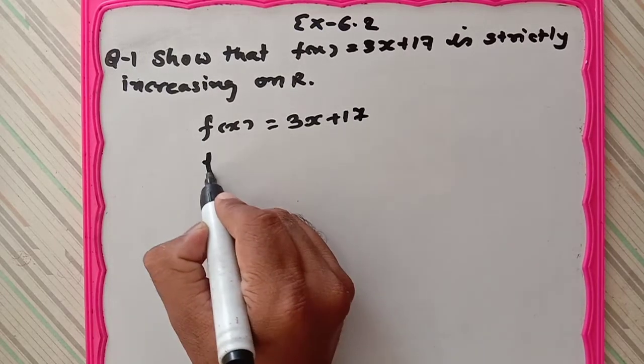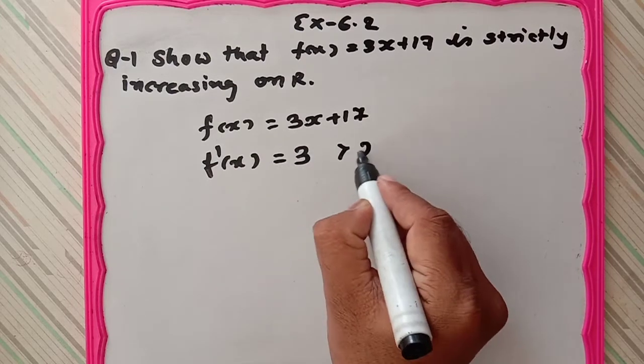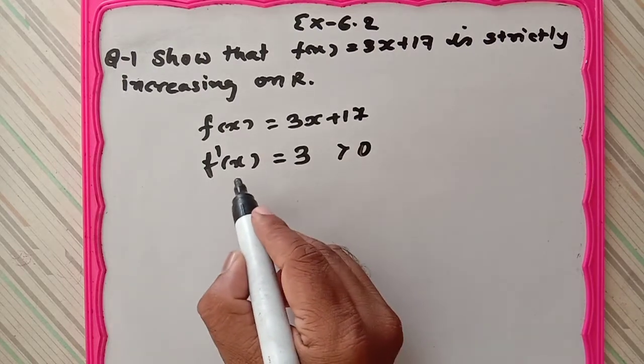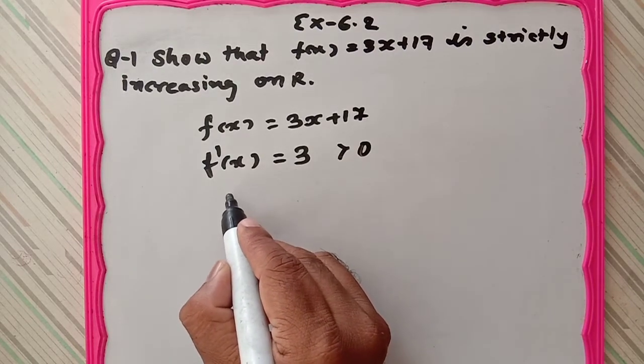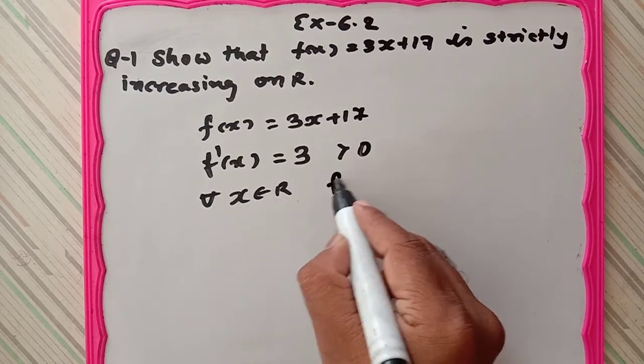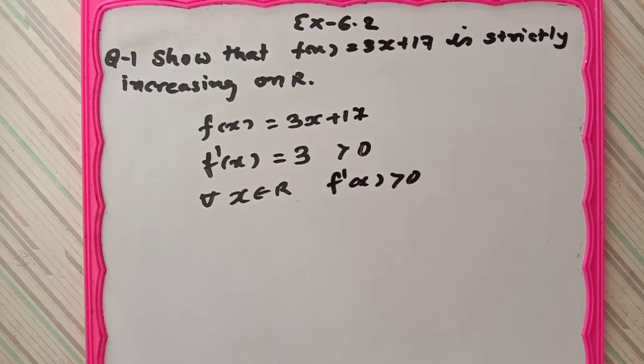So its derivative, f'(x) = 3, which is always greater than 0; 3 is a positive integer. So we can say that for the given function f(x) = 3x + 17, for any x belonging to R, f'(x) is always greater than 0, and so it is a strictly increasing function.